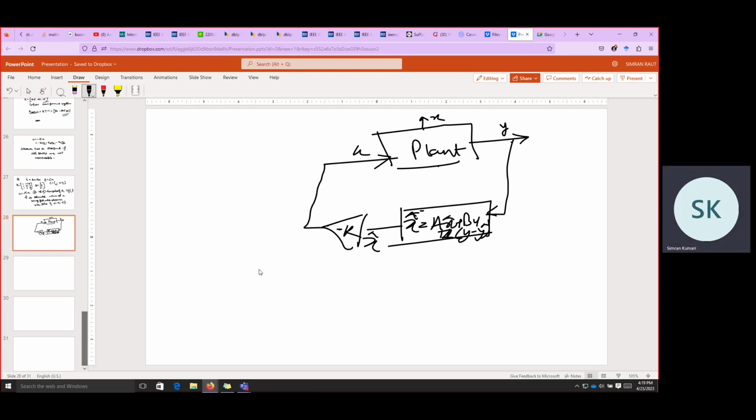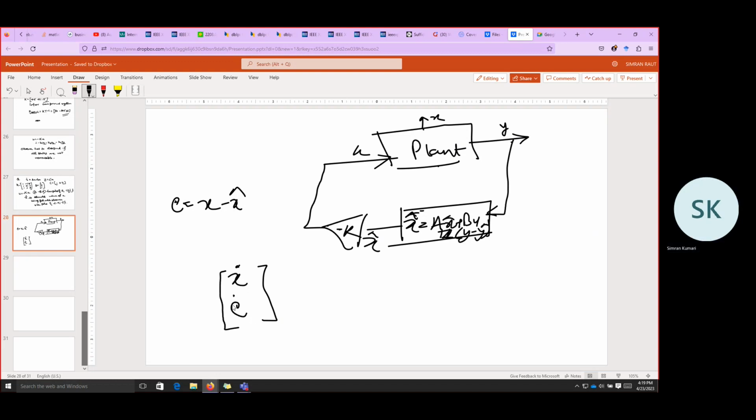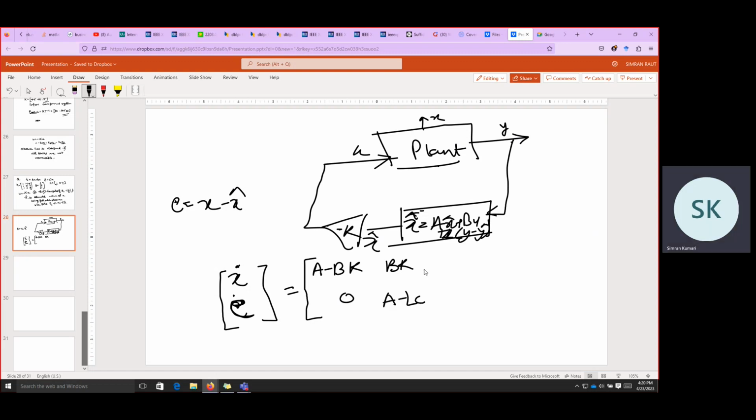Now for this system, we have seen that the closed loop dynamics is X dot and E dot, where E is X minus X cap. In this case, E dot should tend to 0, so that X and X cap converge. This is A minus BK, the state feedback design. And 0, A minus LC, this is for observer design. X and E.